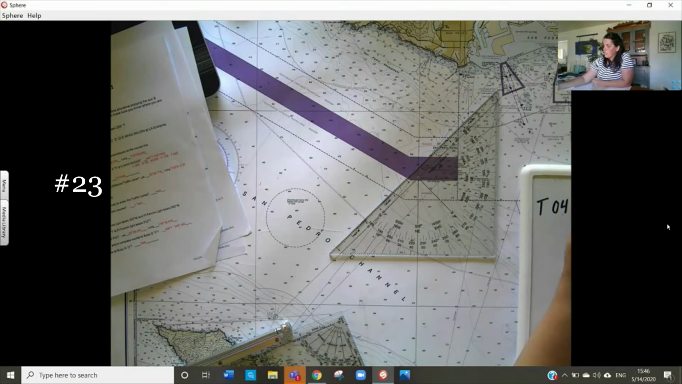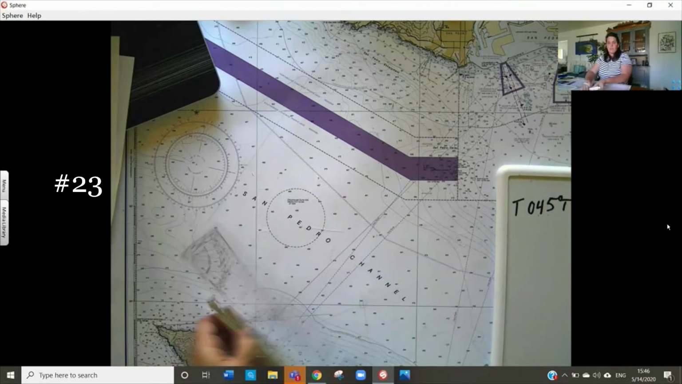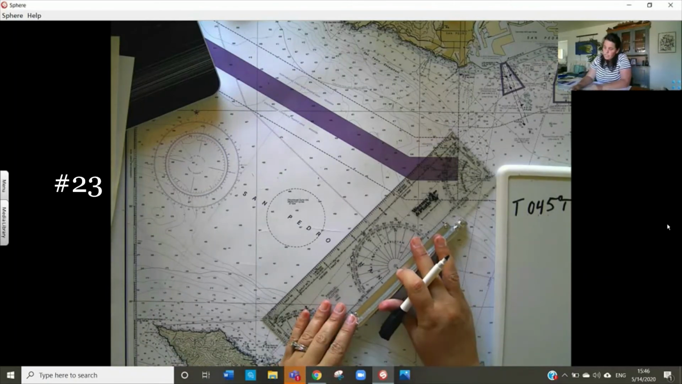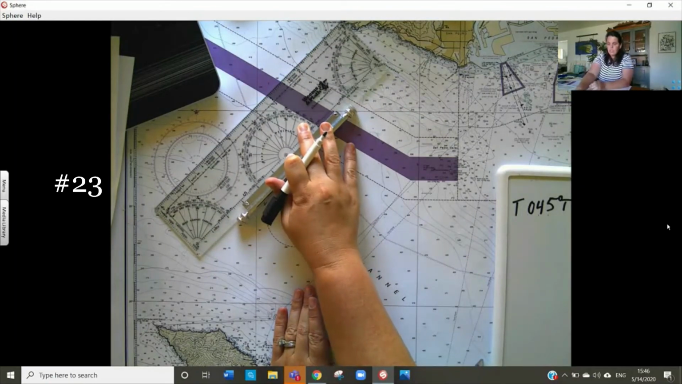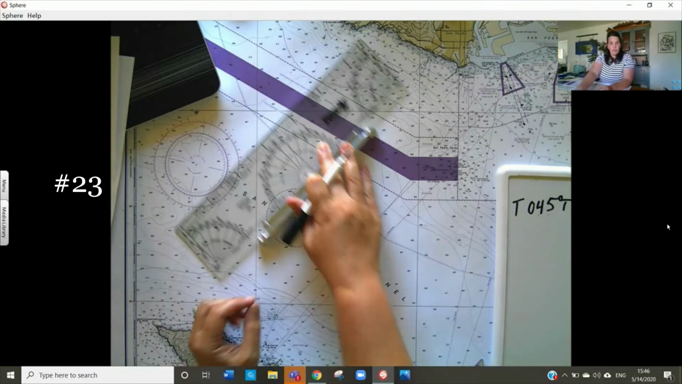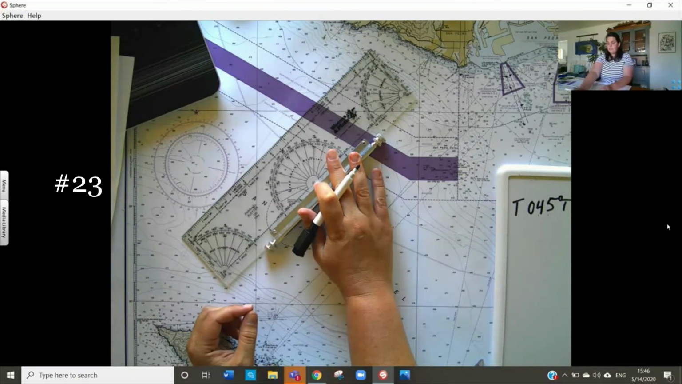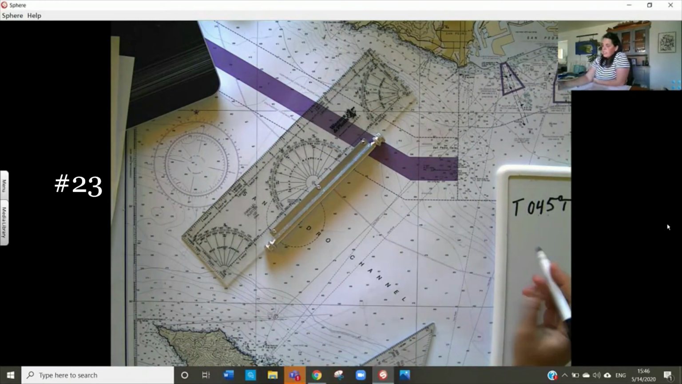045 degrees true. I can also get that with a roll plotter, line it up, and bring it up to the compass, and I can get 045 on my compass. But the question is, what do I need to steer per ship's compass? So I need to convert this.